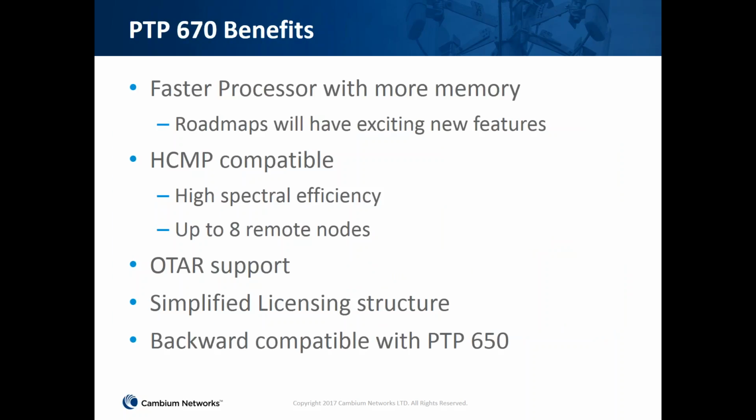So what are some of the main benefits of the PTP 670? One definitely is faster performance. We have a much faster processor with more memory. So in the roadmap, we are definitely going to see more exciting features. Second, it is HCMP compatible, which has a high spectral efficiency of around 9 bits per hertz. So this is definitely going to be an advantage, and it can connect up to 8 remote nodes. In the mock-up diagram, I had shown 3, but you can easily connect up to 8.